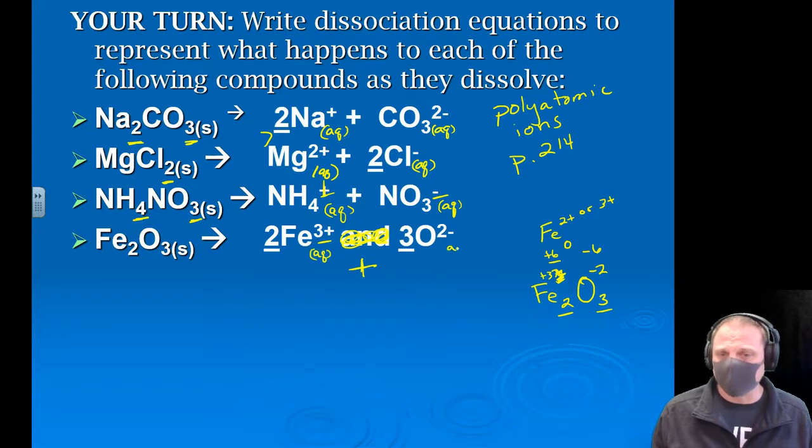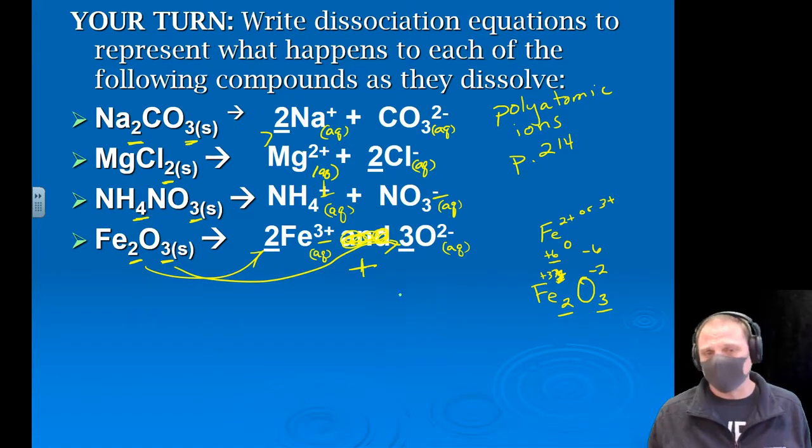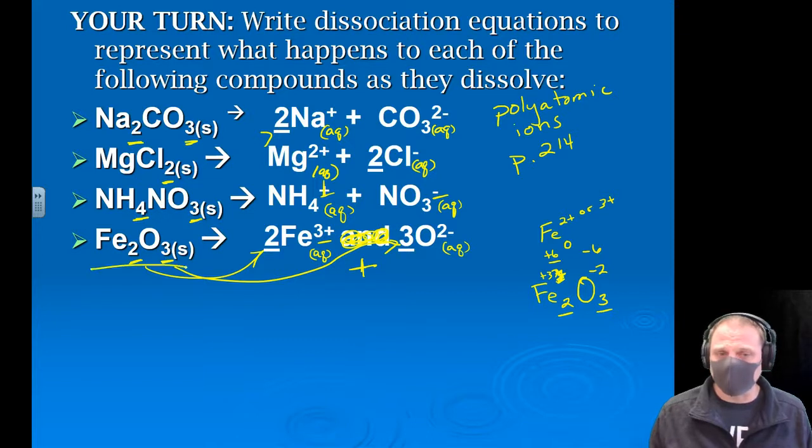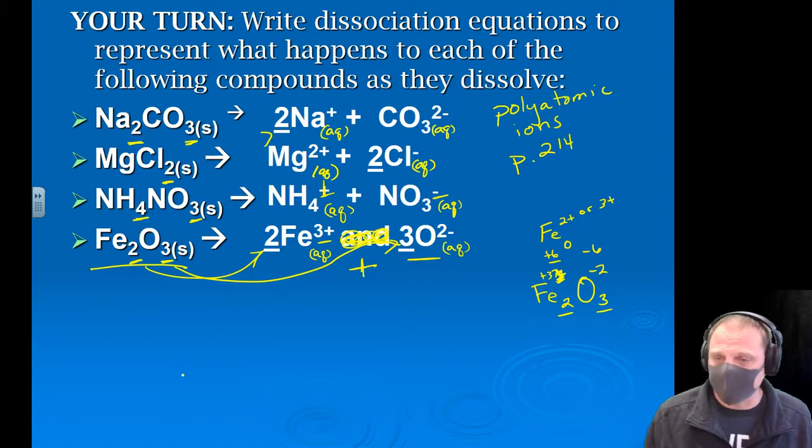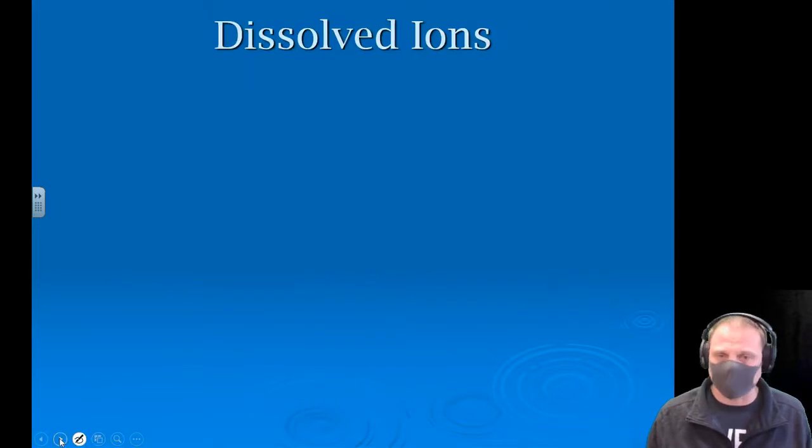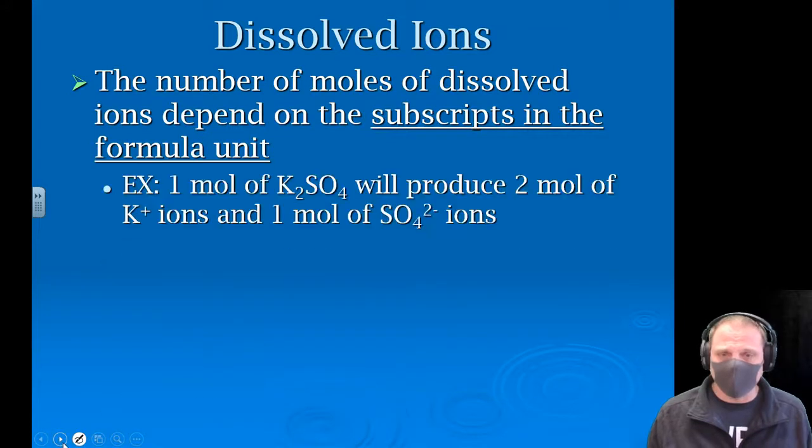Don't forget we want our AQs. If you didn't put your AQs there, make sure you put your AQs there. And we did take each of those subscripts and turn those into the coefficients because neither of these were polyatomic ions. And we wanted to say, hey, there's twice as many iron 3 pluses as there are iron oxides, and there are 3 times as many O2 negatives as there are iron oxides. Okay, so that's how we did that. If you guys have any questions, make sure to shoot those to me in the chat, and I'll go over stuff some more.